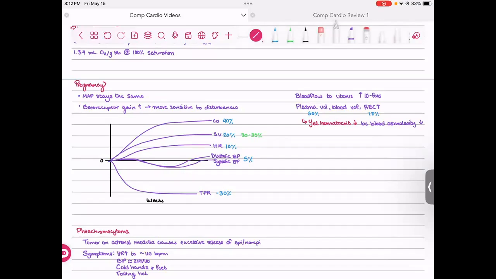Blood flow to the uterus increases about tenfold throughout the course of pregnancy. Plasma volume goes up by about 50%, and blood volume, as well as red blood cell count, also go up. Yet the hematocrit goes down because blood loses osmolarity.